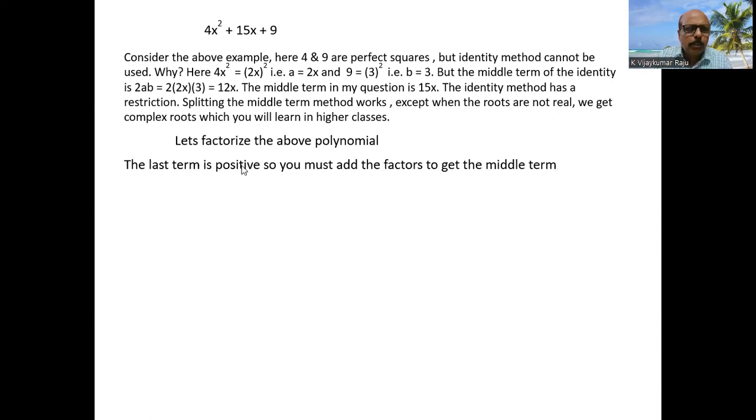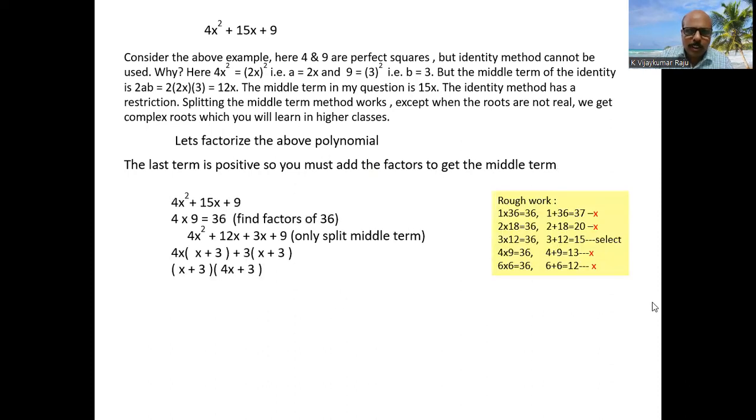The last term is positive, so we must add the factors to get the middle term. Which is the last term? This is the last term. It's having a plus sign in front of it. Therefore, we must add the factors to get the middle term. Now see here. Again, we do what we did previously.